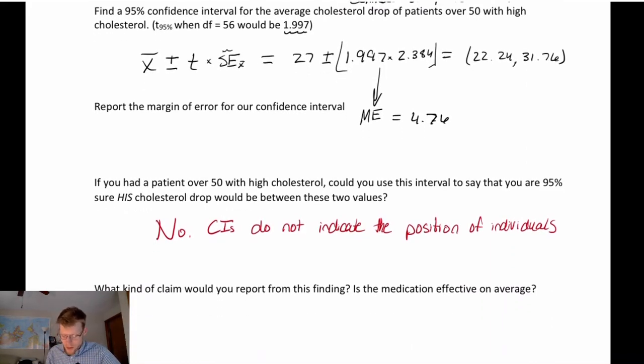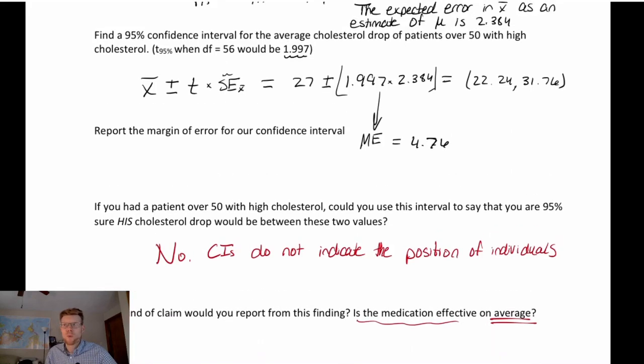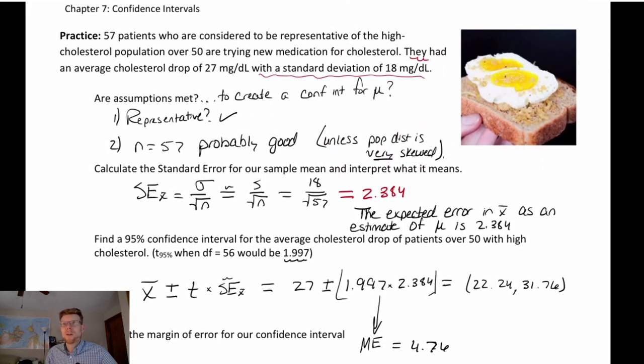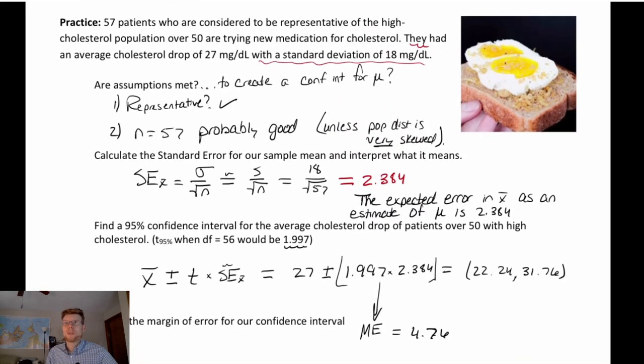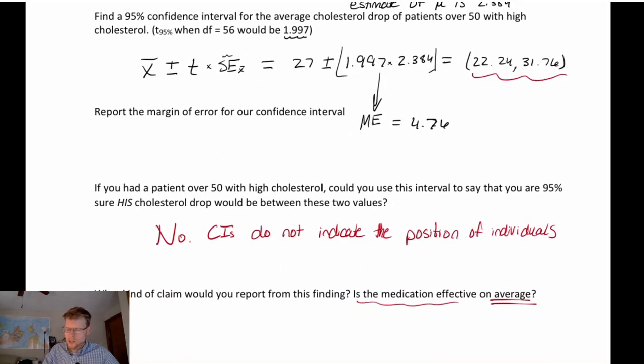And then lastly, what kind of claim would you report from this finding? Is this medication effective on average? So notice this wording here, is this medication effective on average? So we can't necessarily comment about individuals, but we can comment about this average result of did it seem to work on average? And if you notice, our point estimate is 27, so they had an average cholesterol drop of 27, and you'll also notice that our interval is entirely contained above 0.